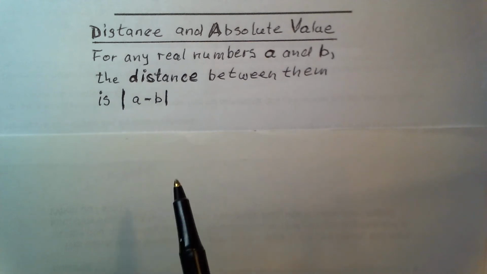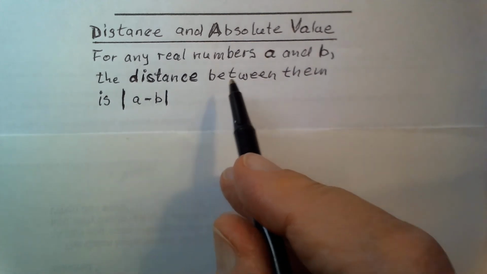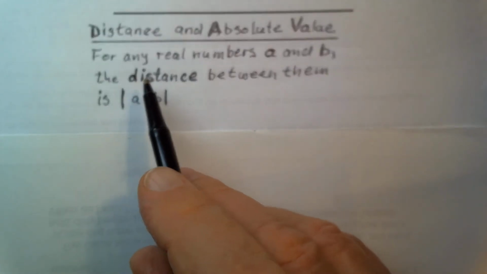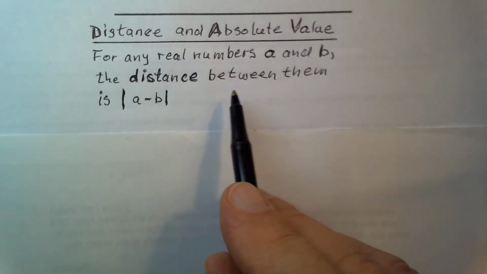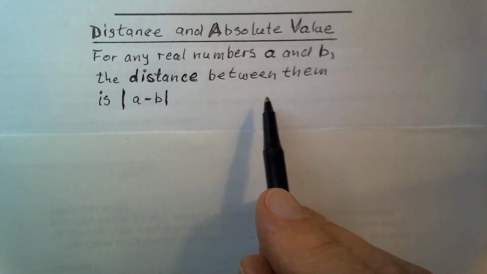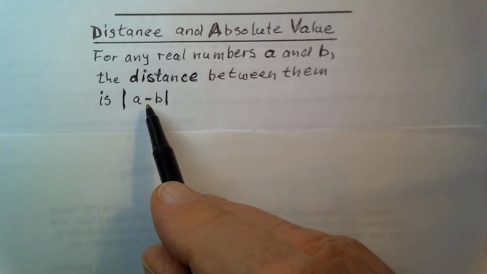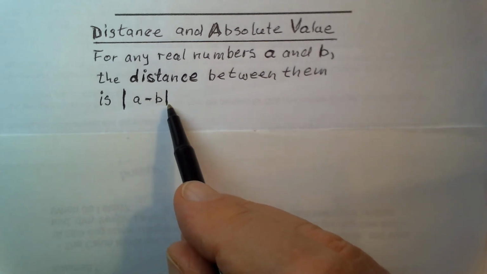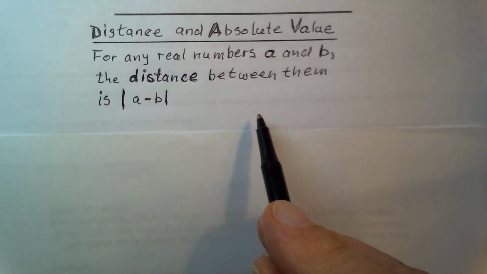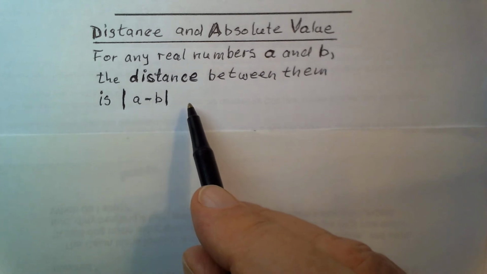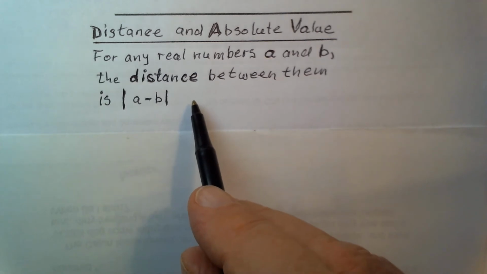Here's the relationship between distance and absolute value. For any real numbers a and b, the distance between them is the absolute value of a minus b. In other words, the distance between two numbers is non-negative. It's a very important definition. You may want to keep that in mind.